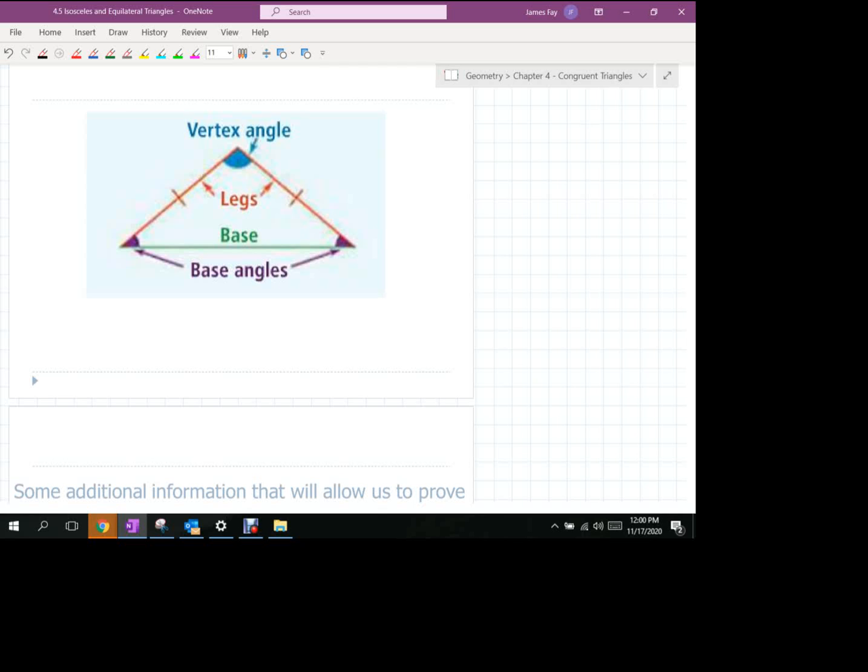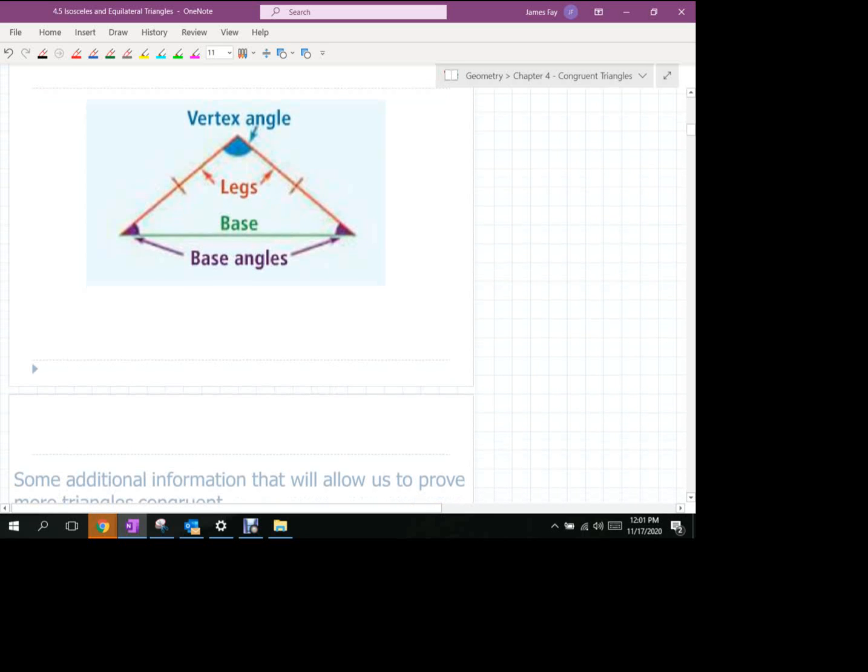So I'm going to use those terms throughout the rest of the course. Vertex angle is a very common phrase that we're going to use over and over again that people struggle with. Usually everybody's okay with legs, everybody's okay with base, everybody's okay with base angles. It's vertex angle that they struggle with. Okay, is it okay?